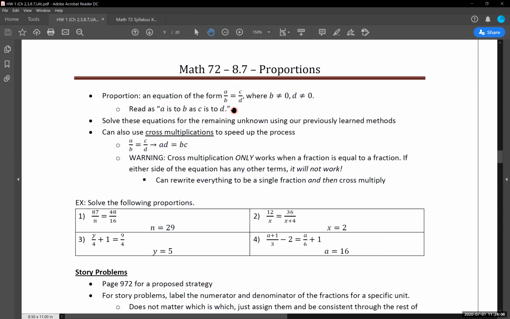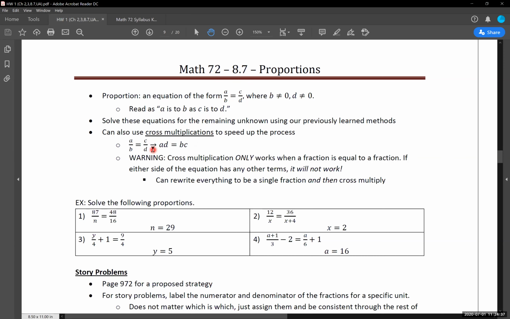I want to link that English to algebra stuff here because when we get to story problems, there's going to be a lot more of that. Once we have a proportion set up, we're going to solve the equations for the remaining unknown using our previously learned methods. Everything that we've learned up to this point with solving and working with fractions, you can absolutely apply here. One of the quickest ones we have here is cross multiplication. It speeds up the process quite a bit.